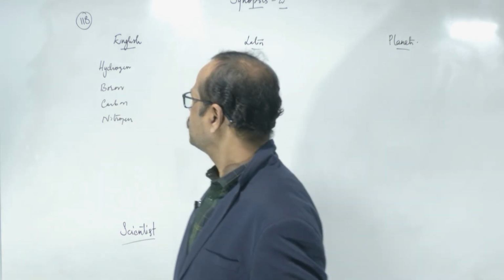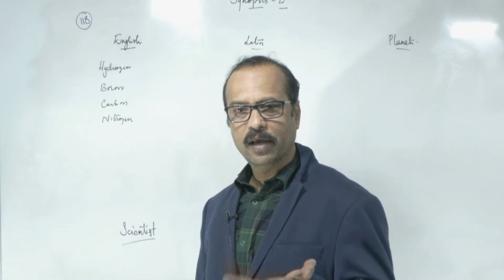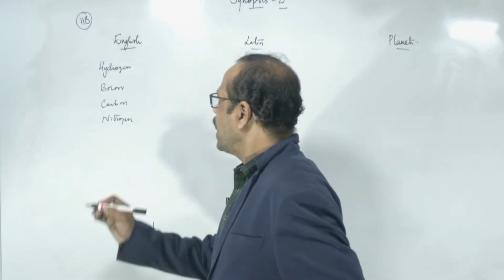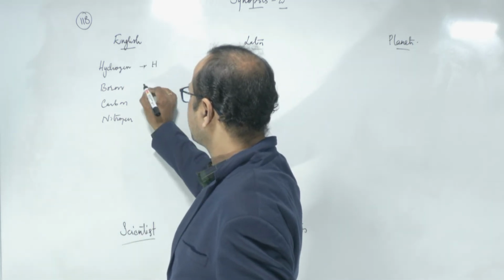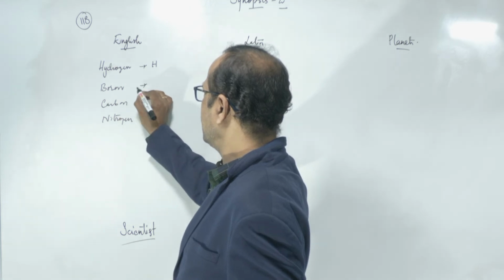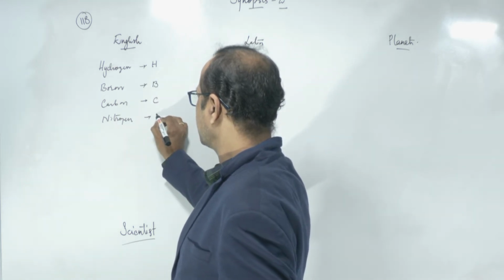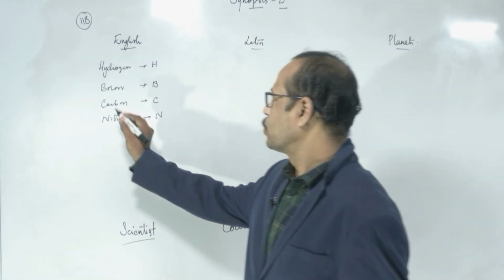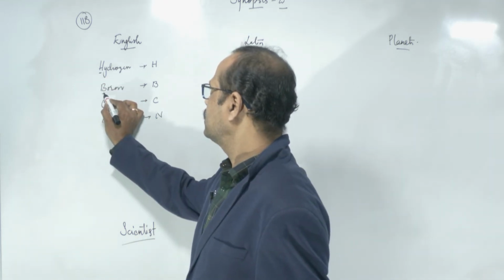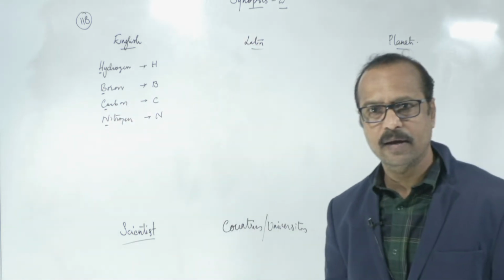Here, based on the English name: hydrogen, boron, carbon, nitrogen, oxygen, fluorine, sulfur, like this. For these elements, the first letter of the English name is given as the symbol. Hydrogen is H, boron is B, carbon is C, nitrogen is N, and so on, right? So, the first letter only. Hydrogen, H; boron, B; carbon, C; nitrogen, N, right?